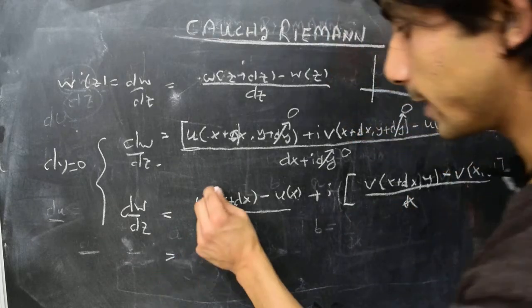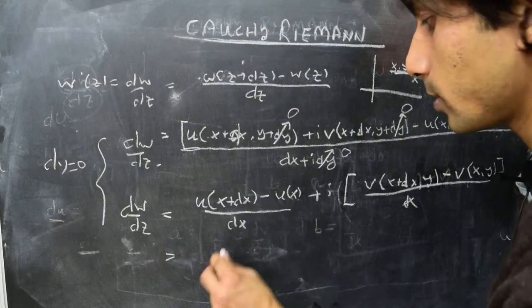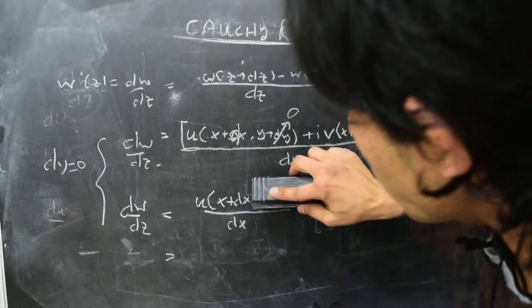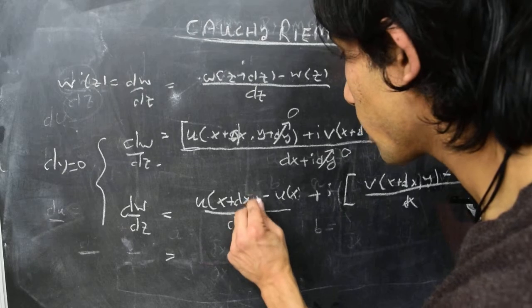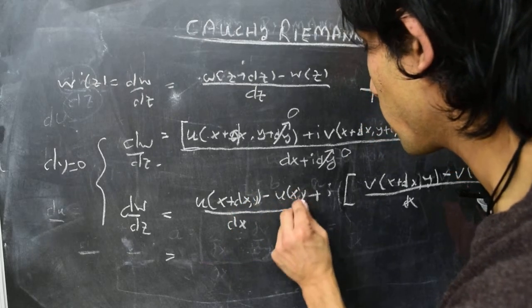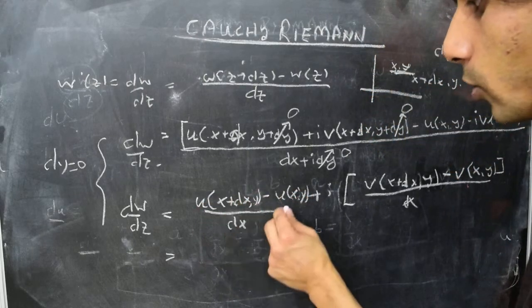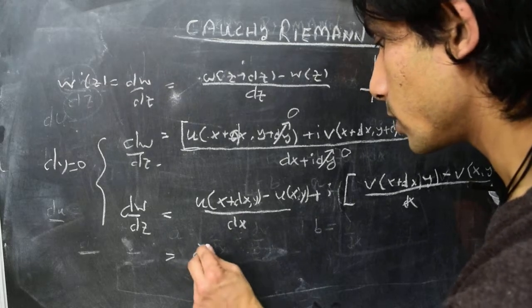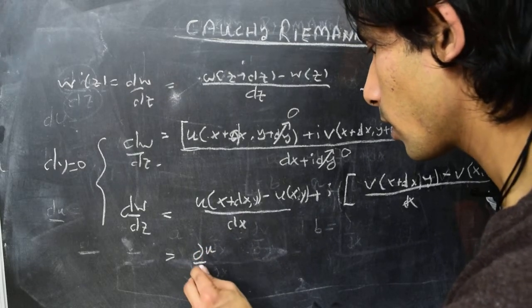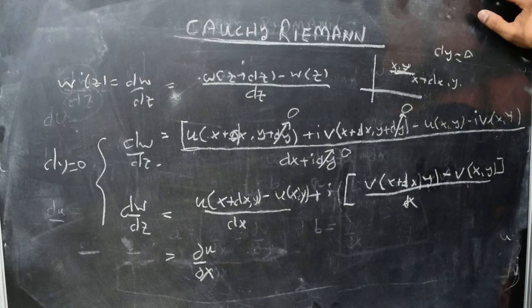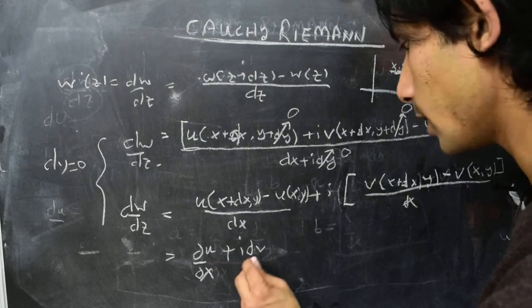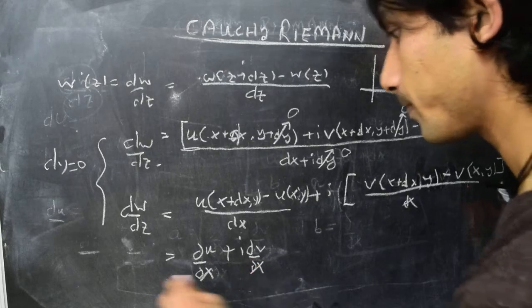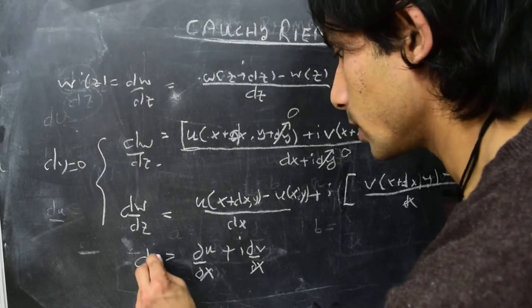And this is nothing but the partial derivative of u with respect to x. So that's du/dx plus i times dv/dx. That's dw/dz.